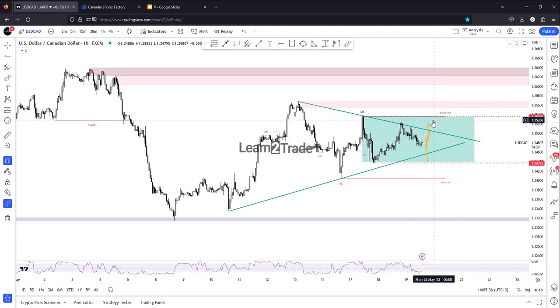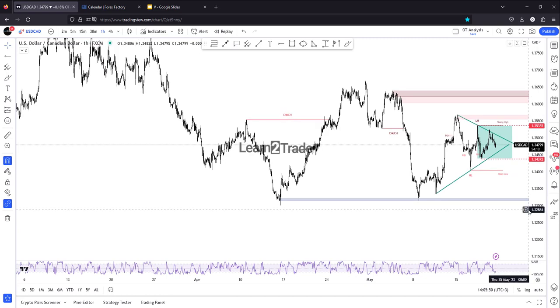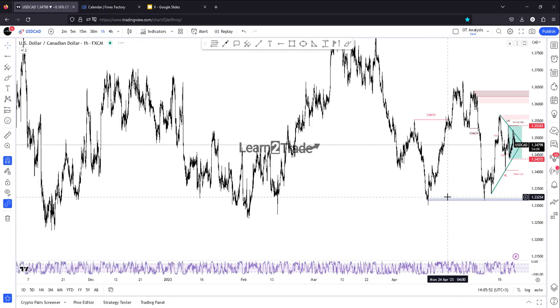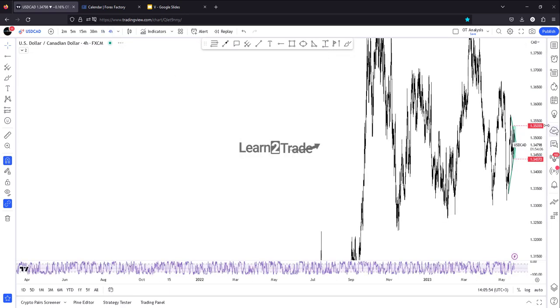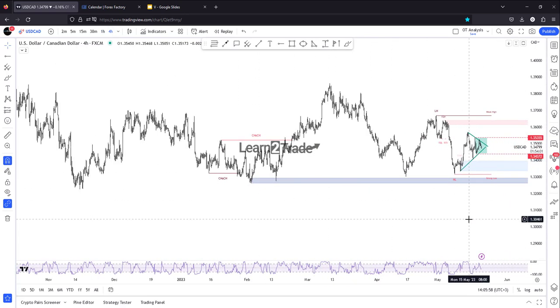Or if the Canadian retail sales data comes in better than expected, then maybe we'll have false breakouts here, and then a breakdown and downside movement, and the potential sell-off, okay. This is my opinion about the US dollar, Canadian dollar. Extended sideways movement, as you can see here, okay.